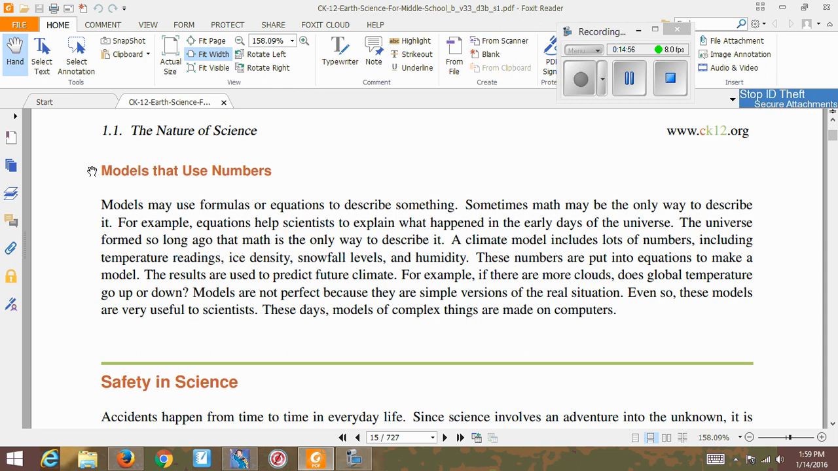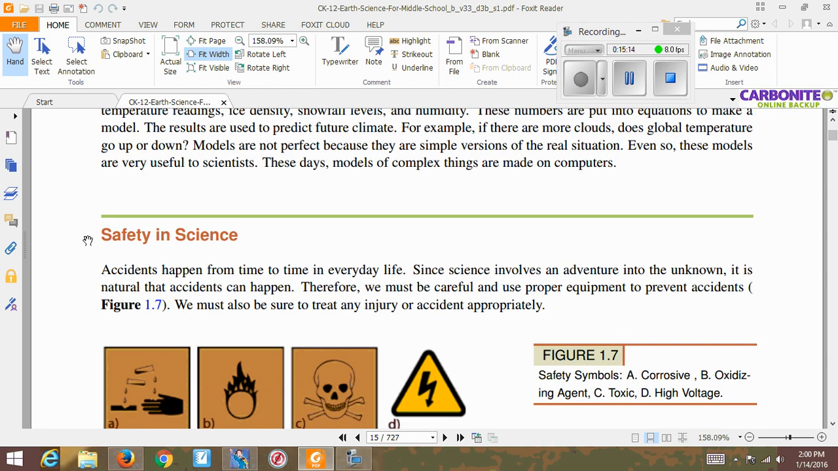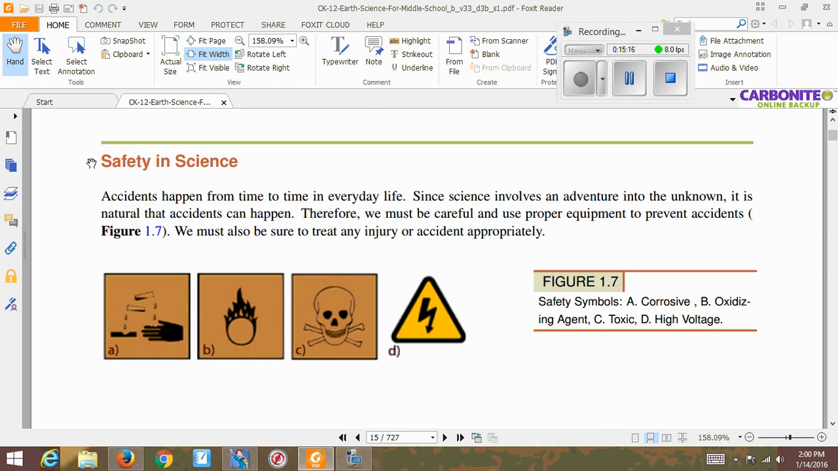Safety in science. Accidents happen from time to time in everyday life. Some science involves an adventure into the unknown. It is natural that accidents can happen. Therefore, we must be careful and use proper equipment to prevent accidents. We must also be sure to treat any injury or accident appropriately.